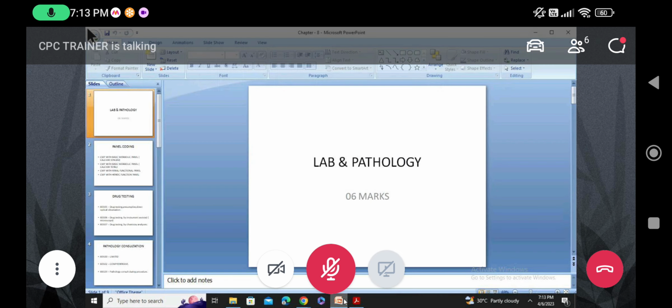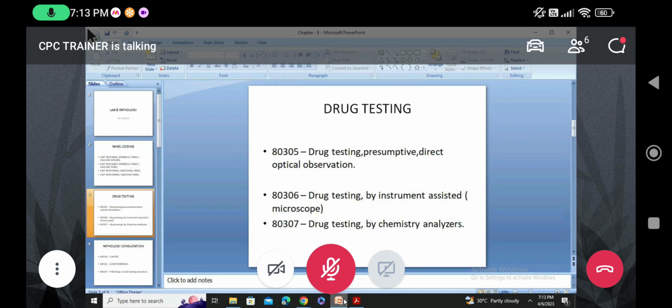And next one is drug testing, guys. Drug testing means the provider orders some medicine, and because of that medicine the patient gets some side effects. So the provider gives the result. Based on how they give the result, the drug testing codes will be assigned. We have three codes, guys: 80305, 306, and 307.